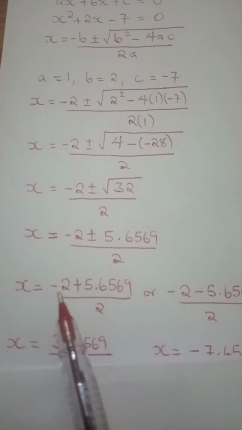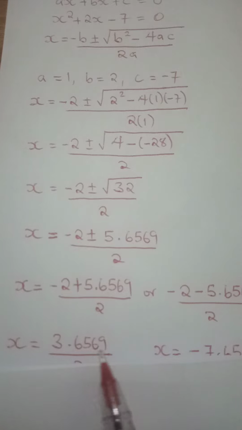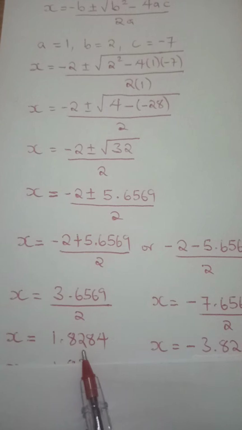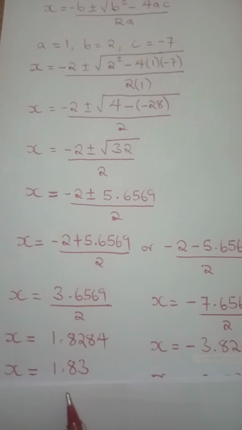So if we add negative 2 plus 5.6569, it is giving us 3.6569. And then we divide that one by 2. When we divide it by 2, it is giving us 1.8284. Then according to the question, it said we should give our answers correct to 2 decimal places. So if we round off to 2 decimal places, the round off digit is basically the 2 here. So this one will get a value of 1. And then if we add that 1 to 2, it simply comes out as 1.83. So that is one root that we have.